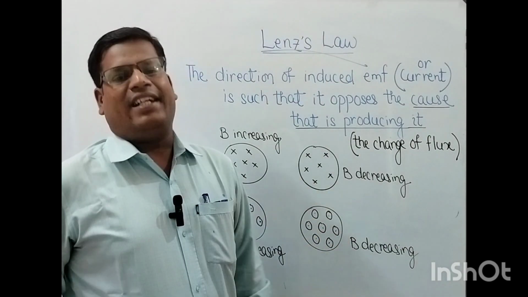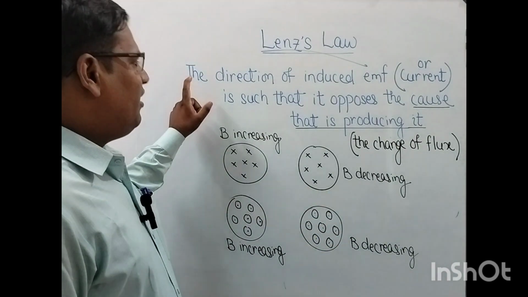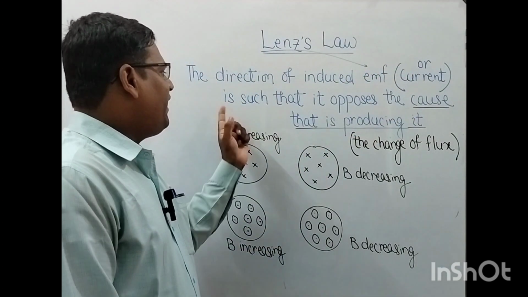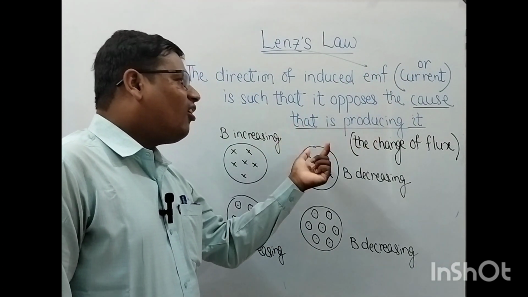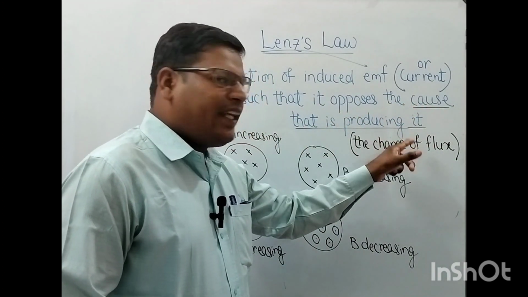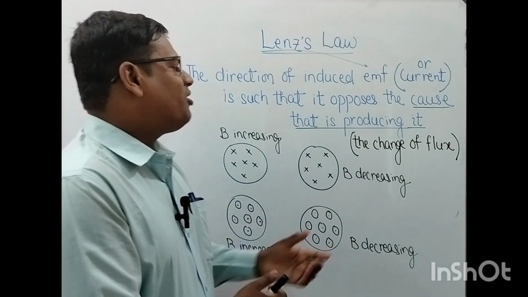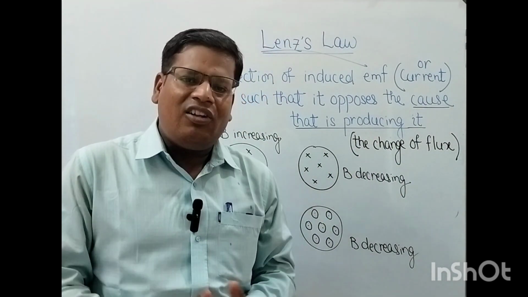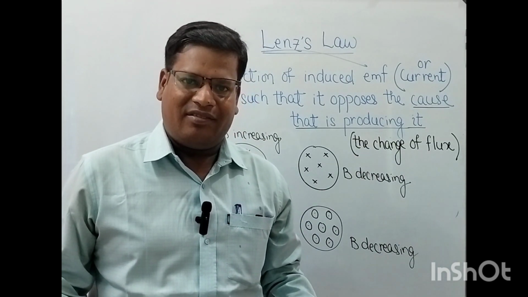So let's understand the statement. Lenz's law states that the direction of induced EMF or induced current is such that it opposes the cause that is producing it. The phrase "cause that is producing it" refers to the change of flux. Change of flux is the cause which produces induced EMF.